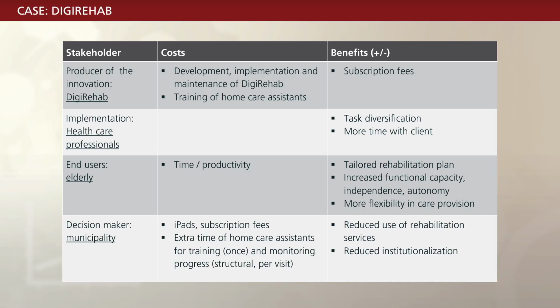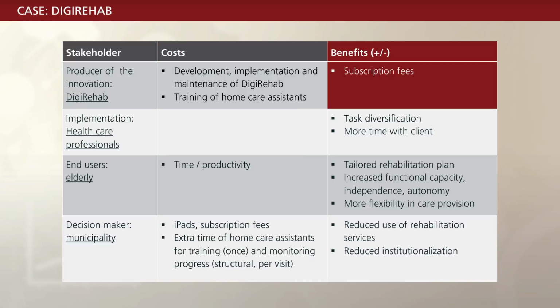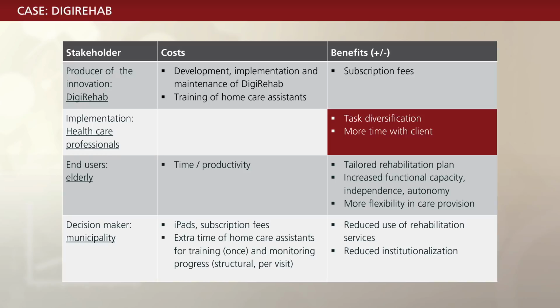If you look at this innovation from the supplier's perspective, DigiRehab needs to develop and maintain the software and to train home care assistants to teach elderly to use the software and to monitor their progress with the training program. These are their costs. Their benefits come from the subscription fees. The innovation, of course, is only an interesting prospect for the company if the benefits exceed the costs. The innovation will need to be implemented by healthcare professionals in the home of the elderly. For example, home care assistants will already visit the elderly for other purposes. This innovation leads to diversification of their tasks, and they get to spend more time with each client. It looks like they primarily experience benefits.